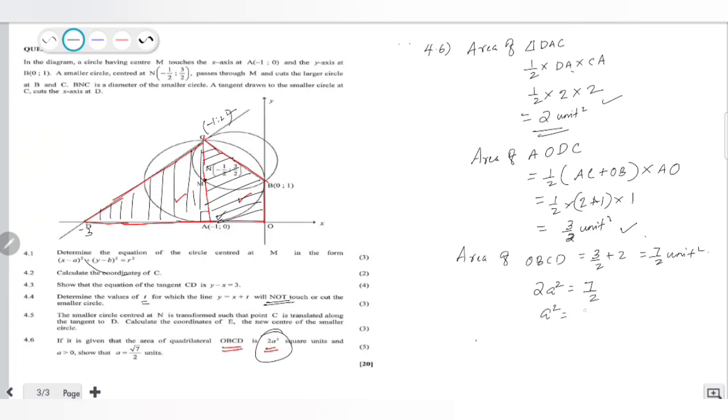Therefore a square is equal to, dividing both sides by 2, 7/4. Therefore a is equal to square root of 7 over 4, which is the same as plus or minus square root of 7 divided by 2. Since a is positive, we can choose the positive value, that is square root of 7 over 2. Yeah, that is the value of a units. So that's how we do it. I hope you understood. Thank you guys.